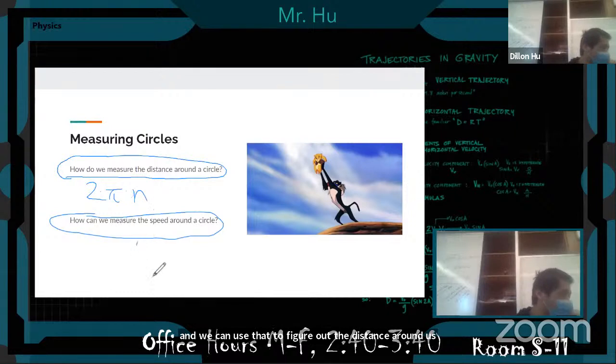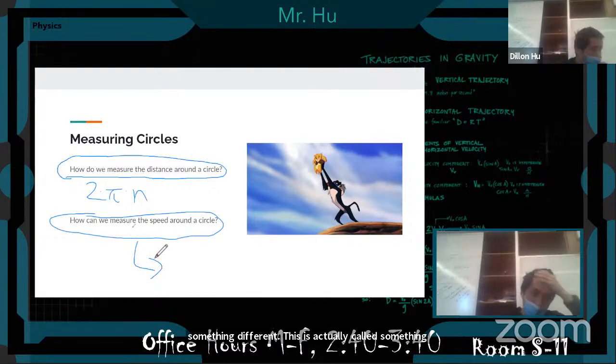In terms of the speed around a circle, this is actually something different. It's called angular velocity, which I don't think I will cover because it's a little bit more complicated. But measuring the distance around a circle is very important. It's just 2 pi r.